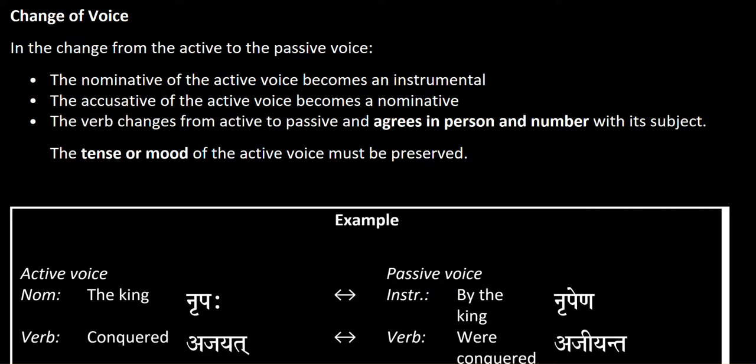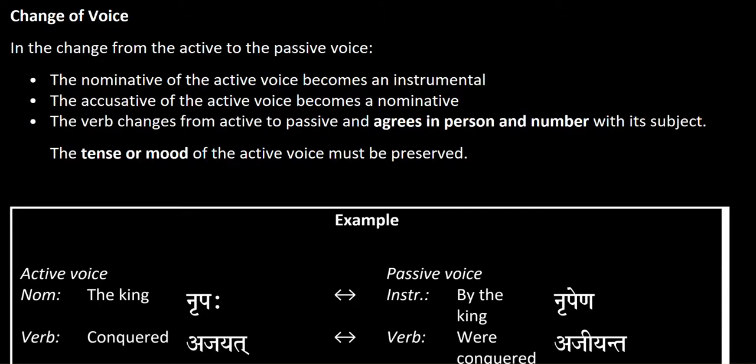In other words, we are going to learn how to convert a sentence in the active voice to the passive voice, and then after that, we will learn how to convert a sentence from the passive voice to the active voice. First, we will start with how to convert a sentence from the active to the passive voice. I keep on saying mood, but it should be voice.